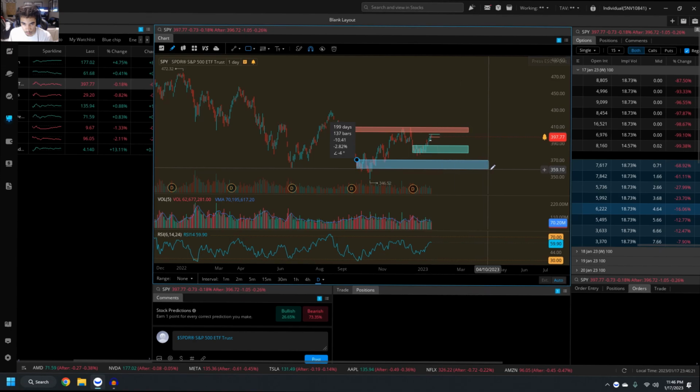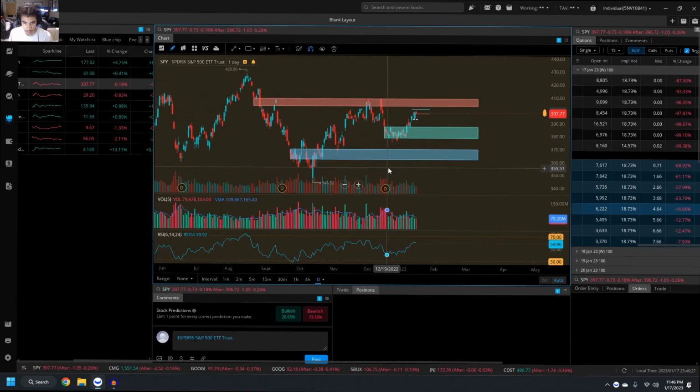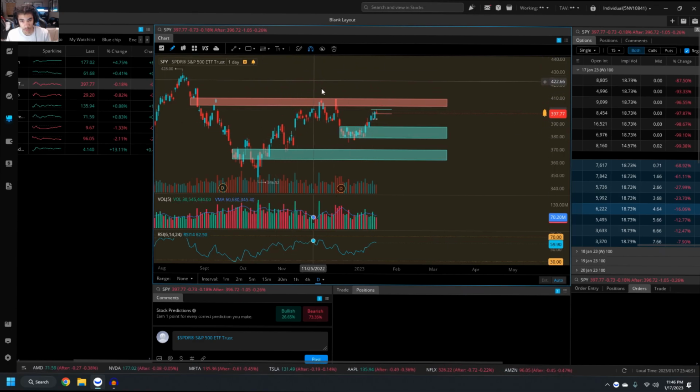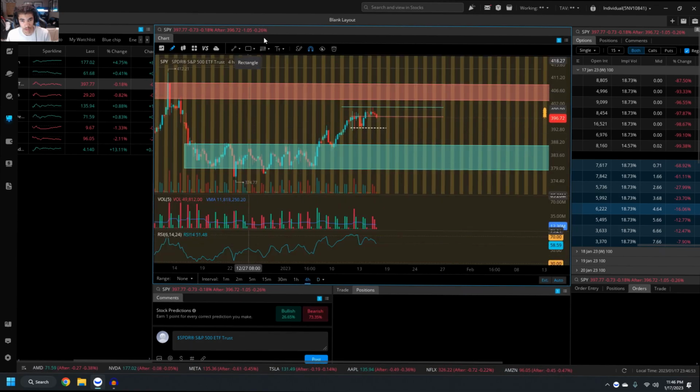another zone here, and nothing has to be exact in trading. You just have to have a general idea. Now we have our supply zones, we have our demand zones drawn. So we're going to use these as targets. So this would be our target for upside.